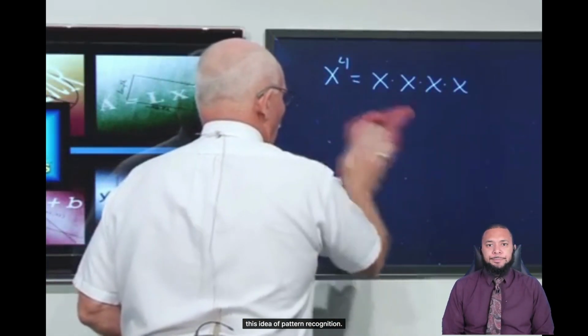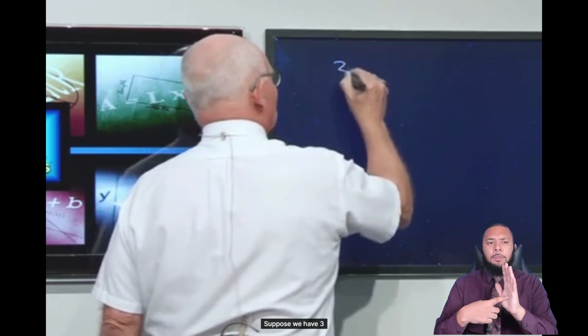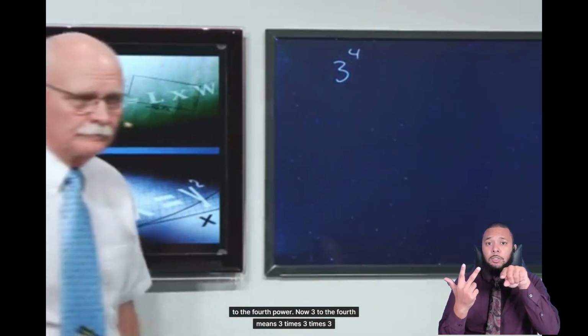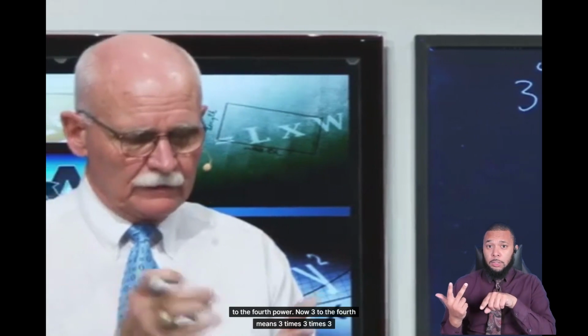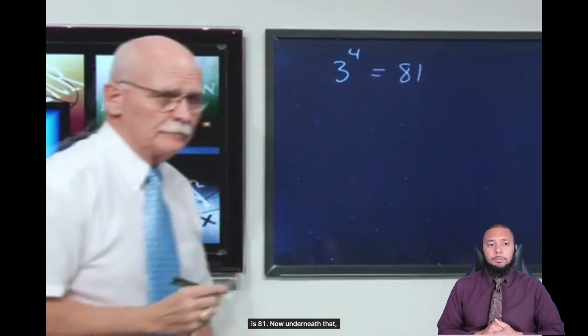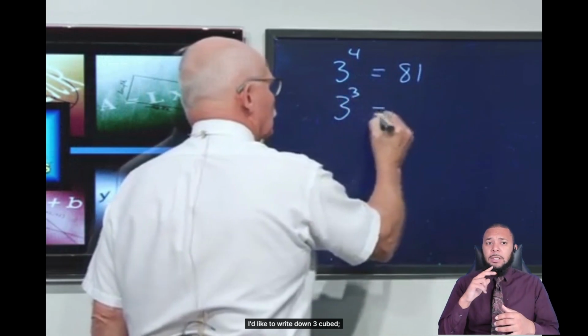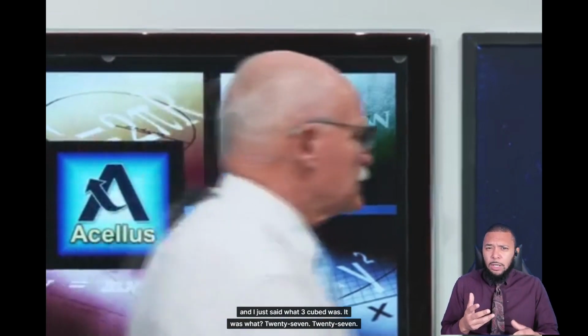So let's do an example. Suppose we have 3 to the 4th power. Now 3 to the 4th means 3 times 3 times 3 times 3. 3 times 3 is 9, times 3 is 27, times 3 is 81. So 3 to the 4th is 81. Okay? Now underneath that, I'd like to write down 3 cubed. And I just said what 3 cubed was. It was what? 27. 27.